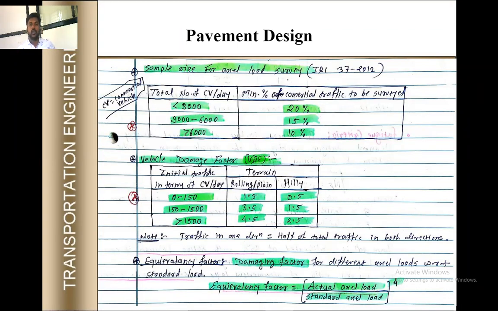And in the second column, write minimum percentage of commercial traffic to be surveyed.